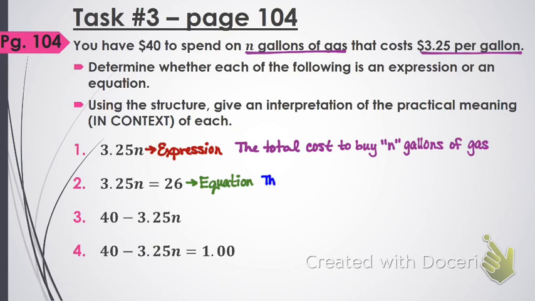So the number of gallons purchased for $26.